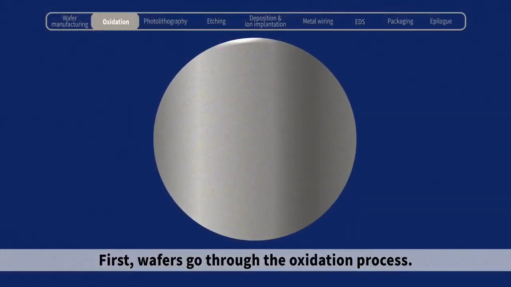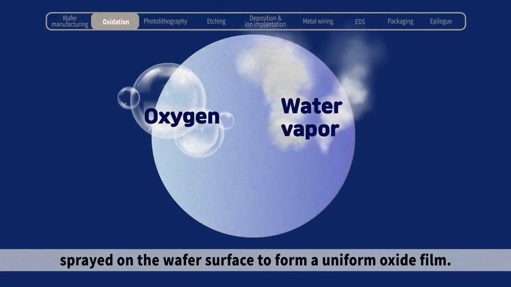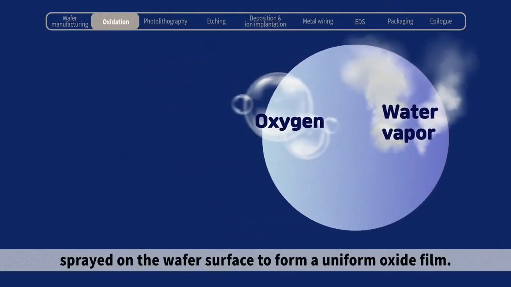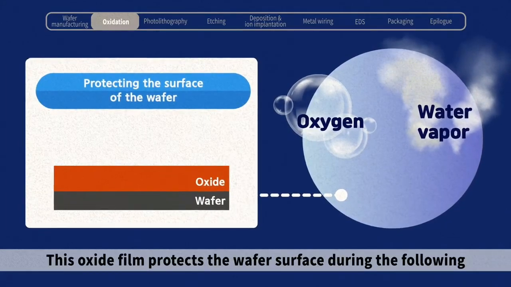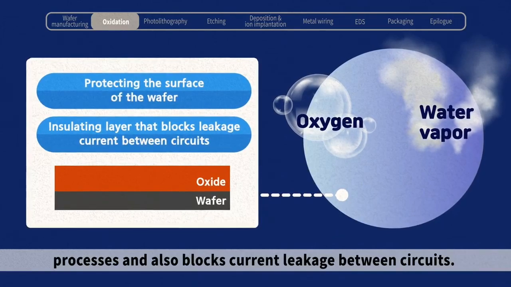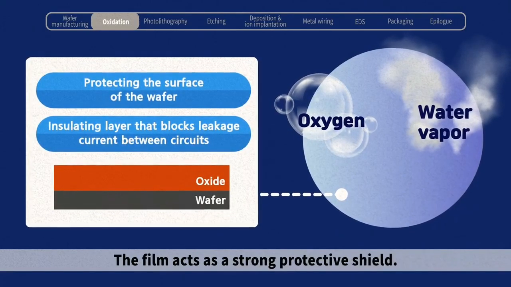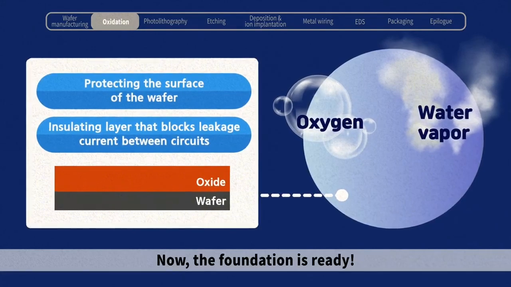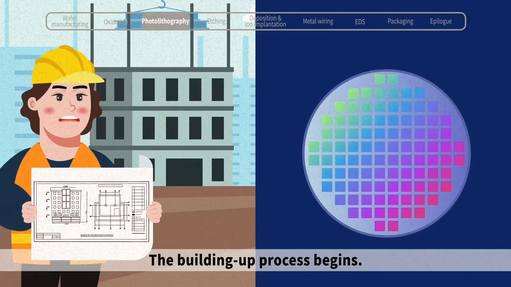First, wafers go through the oxidation process. Oxygen or water vapor is sprayed on the wafer surface to form a uniform oxide film. This oxide film protects the wafer surface during the following processes and also blocks current leakage between circuits. The film acts as a strong protective shield. Now, the foundation is ready. The building up process begins.